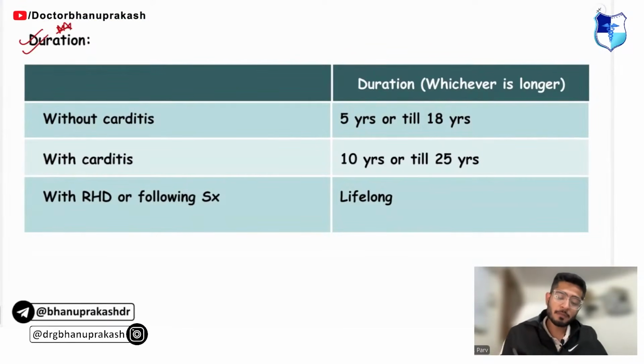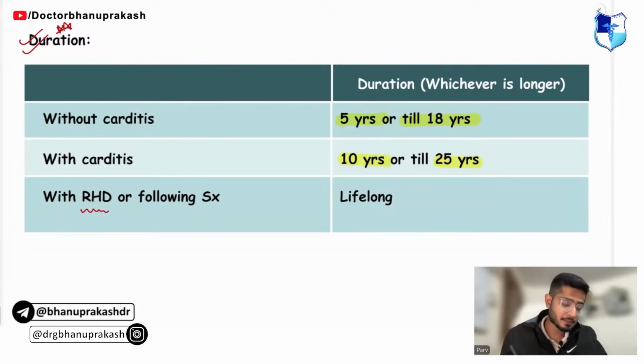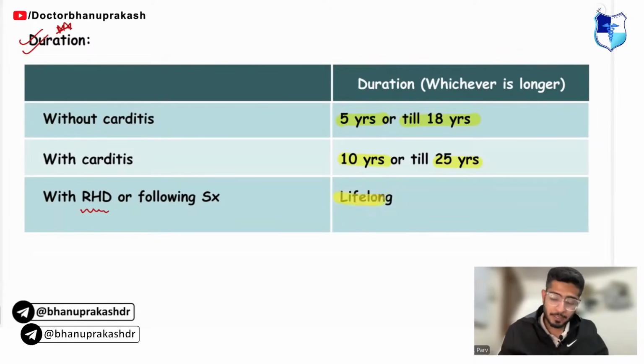Now, what is important? Remember, if there is no carditis, we have to give it for 5 years or till 18 years, whichever is longer. Then with carditis, 10 years or till 25 years. And then with RHD or following surgery, if there is rheumatic heart disease, not carditis, but rheumatic heart disease, it is going to be lifelong.